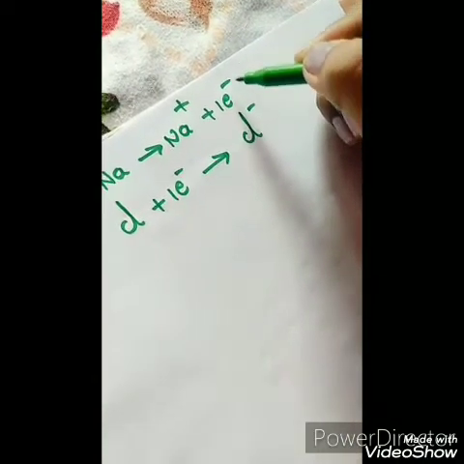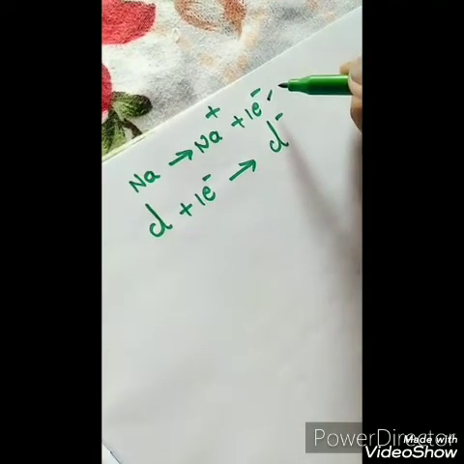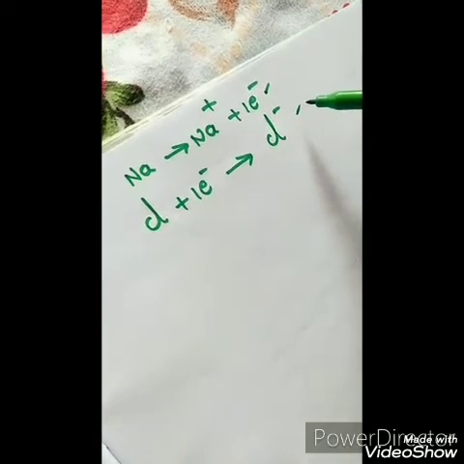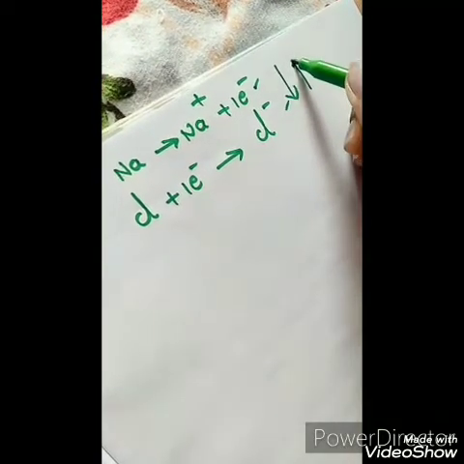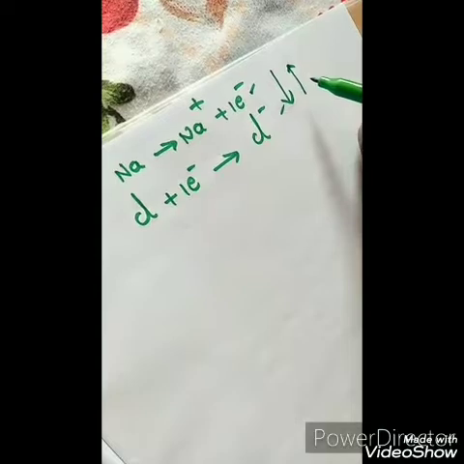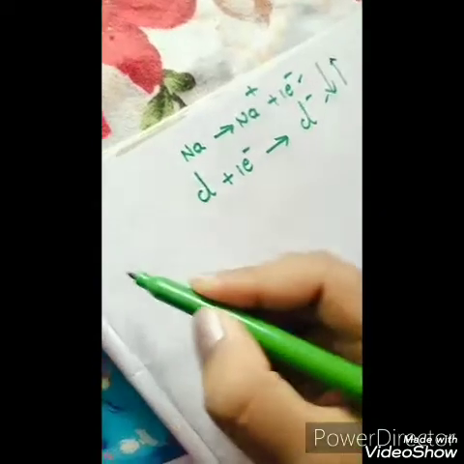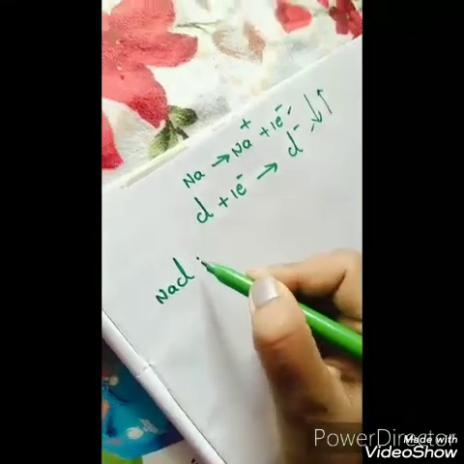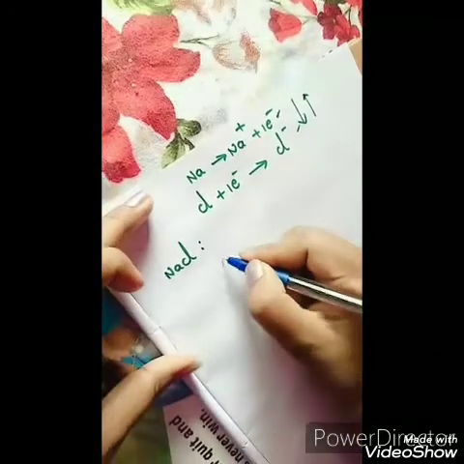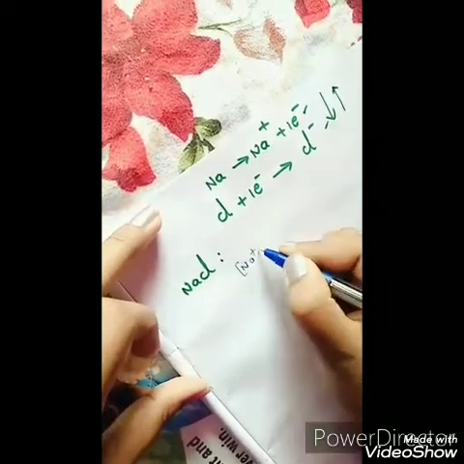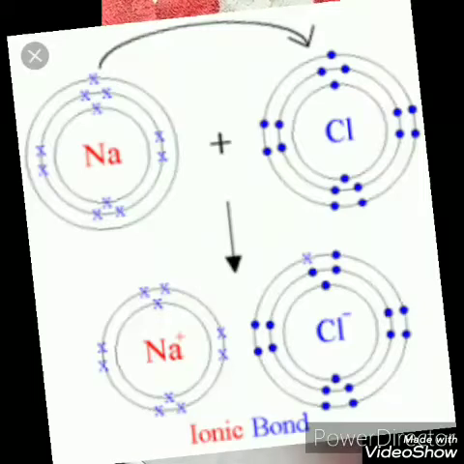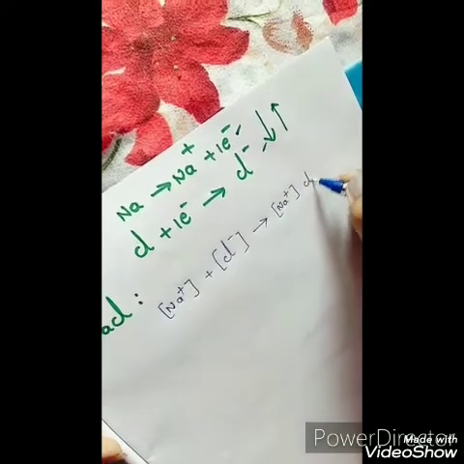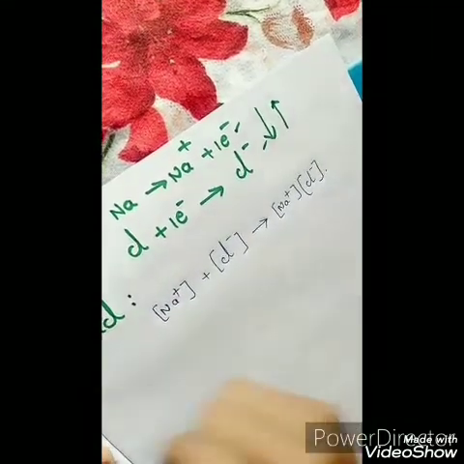Now we have two species. One is the positively charged sodium ion and the other is the negatively charged chloride ion. As they approach each other, they are held together by strong electrostatic forces. In between these two, there must be electrostatic forces of attraction. Thus the formation of the sodium chloride compound takes place. Let us see. Already the Na+ ion has formed and the Cl- ion has also formed. By using these two, Na+ and Cl-, the compound is formed.